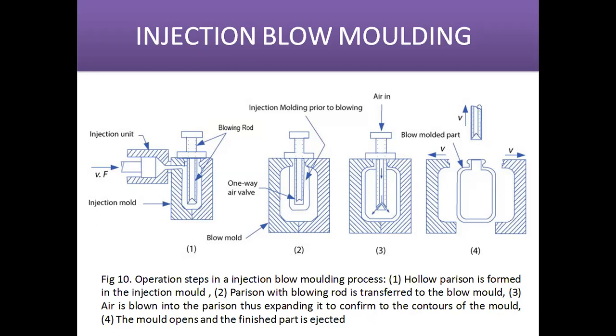So this is called injection blow molding, as we are producing the parison with the help of the injection molding process. That's why it is called injection, and blow molding because we are blowing air to give the parison the shape of the mold cavity. That is called the injection blow molding process.